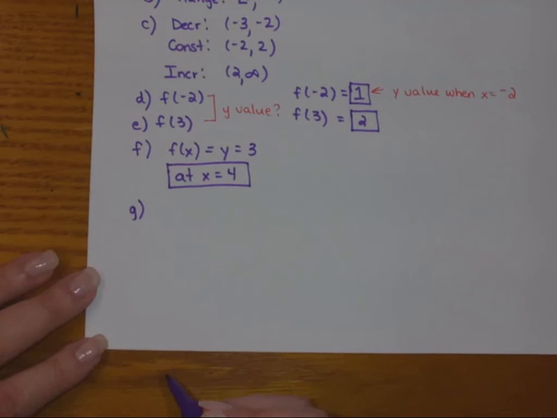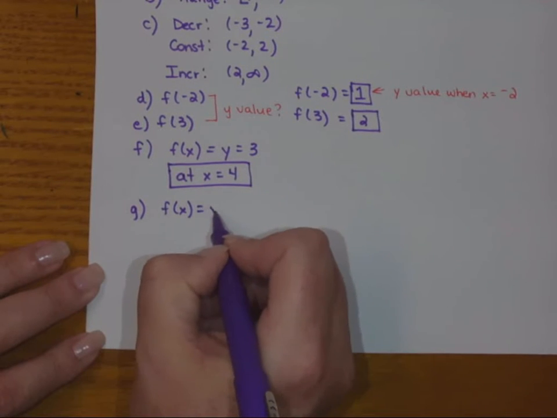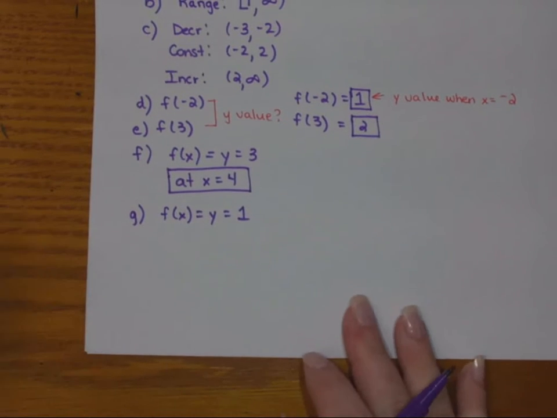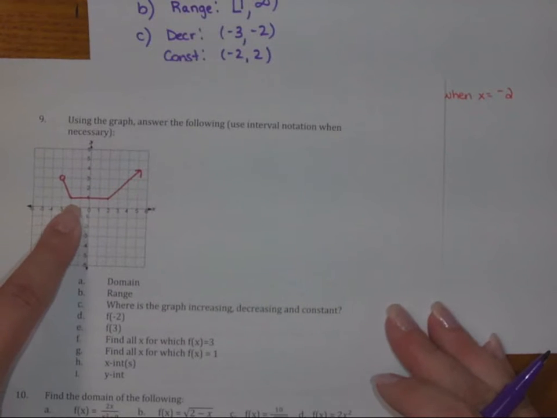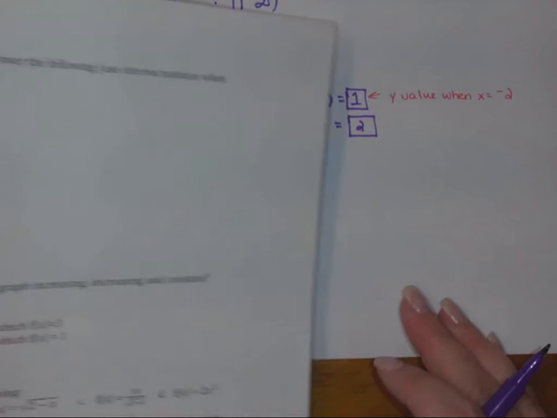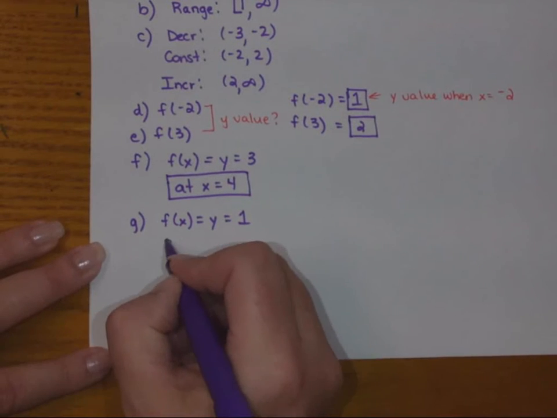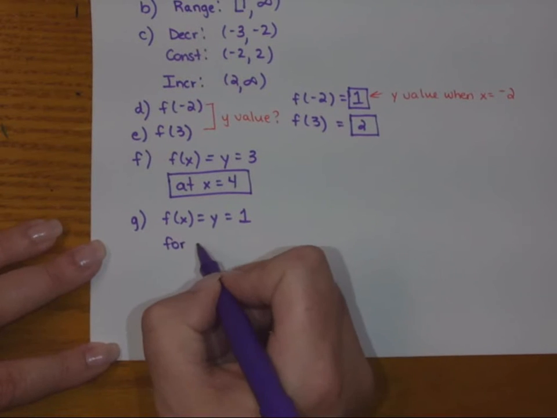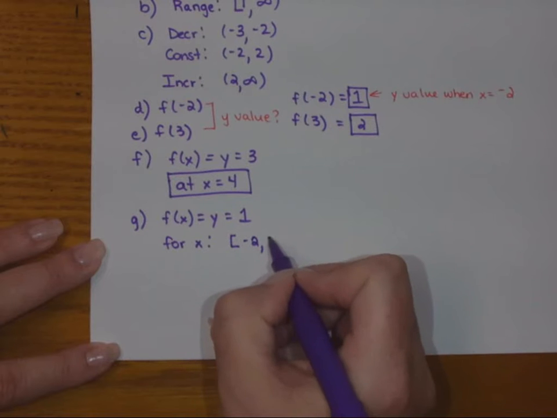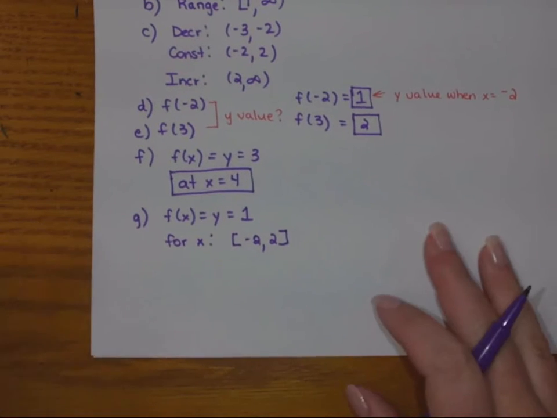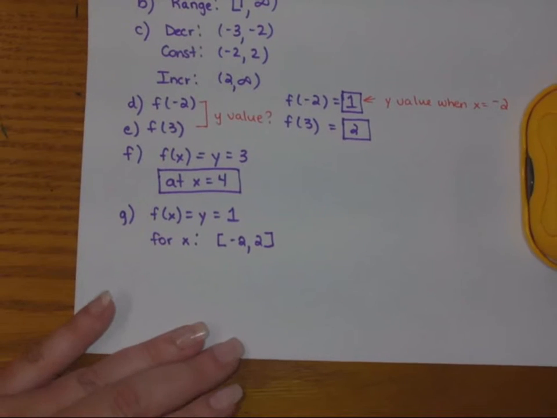Okay, and then G says find all the x for which f of x or y equals 1. Okay, so notice that's a little bit harder of a question because we have a steady flat piece or a constant piece at 1. So if you wanted to say when is x equal to, or y equal to 1, you would say for x from, it looks like -2 to 2. Okay, notice I included -2 and 2 because it is actually equal to 1. The y is equal to 1 at those spots.